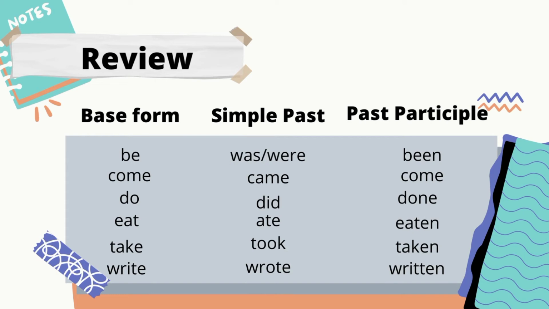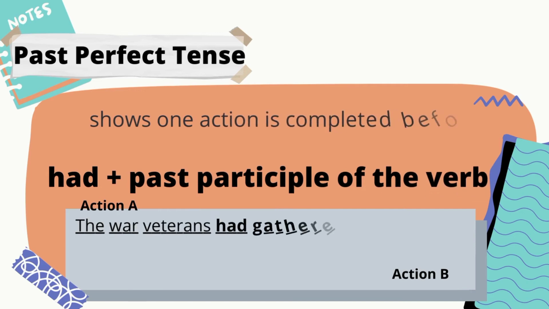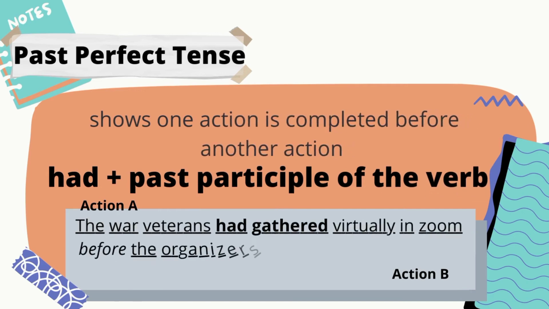The verb is come. Simple past is came. Past participle is come. The verb is do. Simple past is did. Past participle is done. The verb eat. Simple past is ate. Past participle is eaten. The verb take. Simple past is took. Past participle is taken. And the verb is write. Simple past is wrote. Past participle is written. Let's have an example sentence that uses the past perfect tense of the verb.